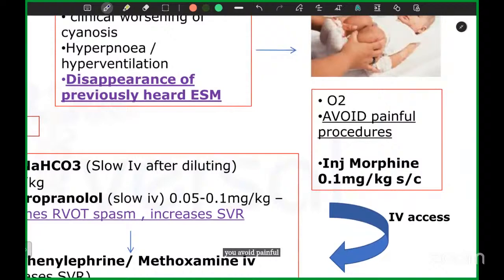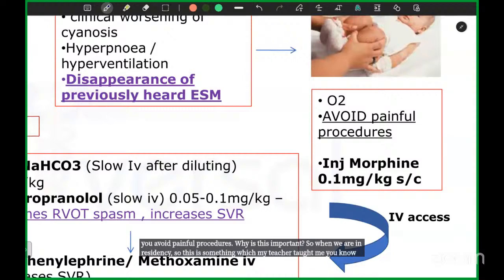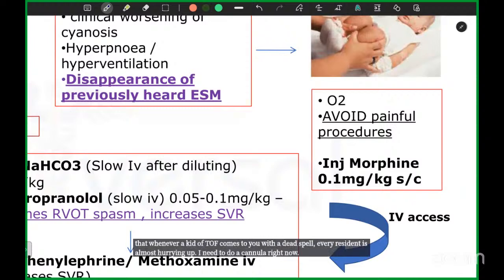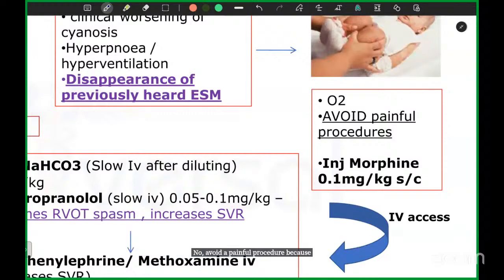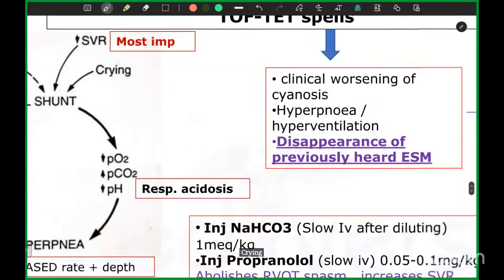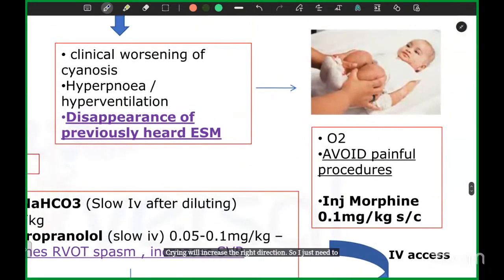Why is this important? When we were in residency, this is something my teacher taught me: whenever a kid of TOF comes to you with a TET spell, every resident is almost hurrying up. I need to do a cannula right now. I need to inject. No, avoid a painful procedure, because when you induce a painful procedure, the kid starts crying. And as you see, crying will increase the right to left shunt. So I just need to calm the child. First, do a knee chest, give oxygen, avoid painful procedures.